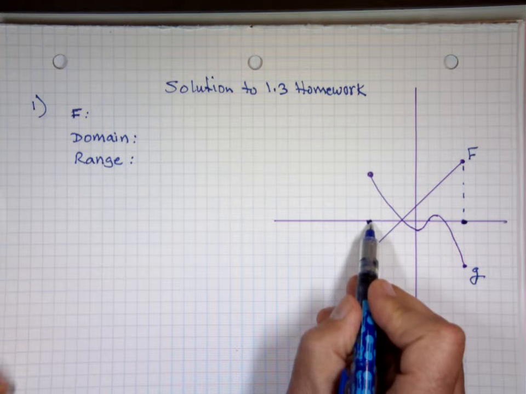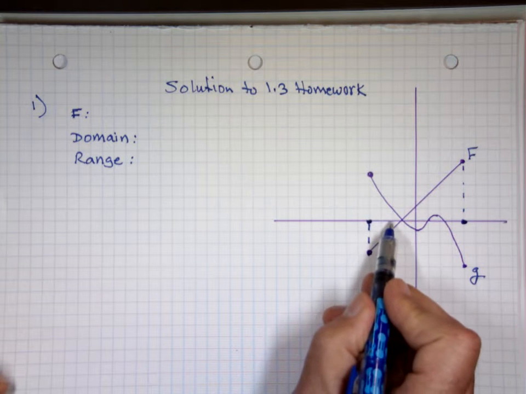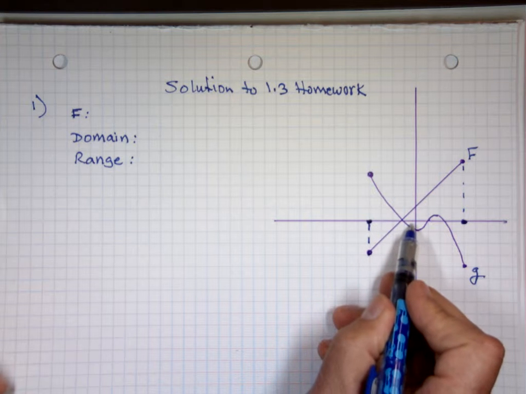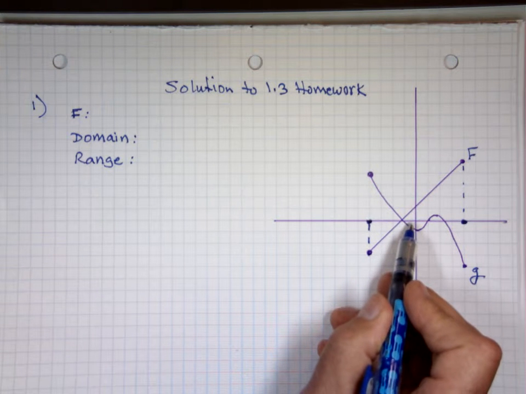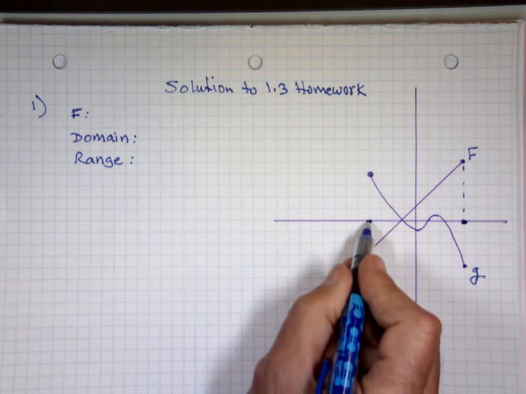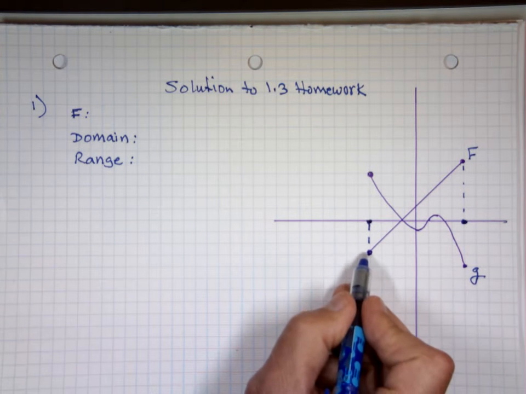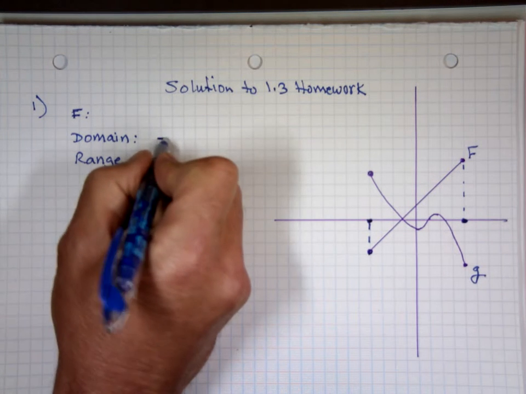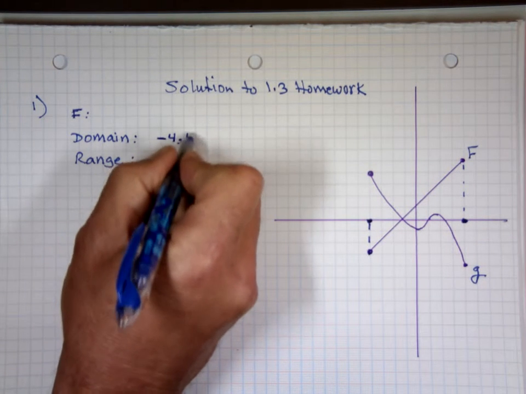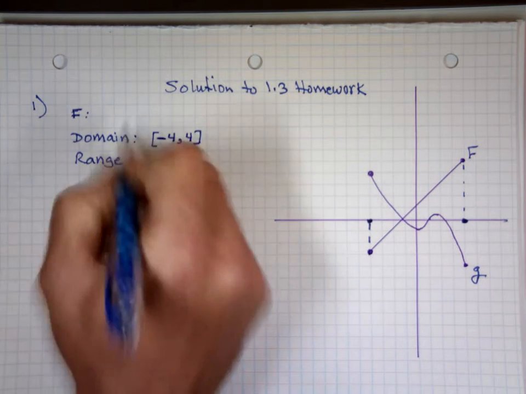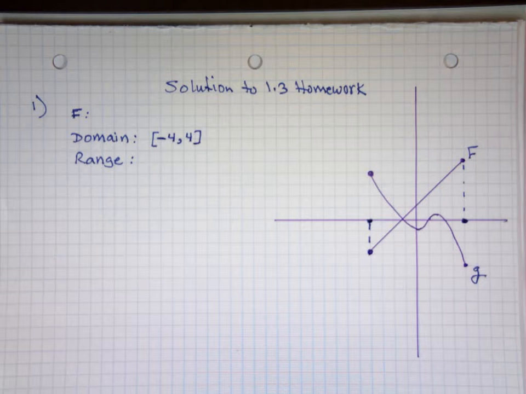So what is the lowest value here? 1, 2, 3. Is that negative 4? All the way to what? To 4? Is the negative 4 included? It's a closed circle. Yes. Is that one included? Yes. From negative 4 to 4. If it was an open circle, that would be parentheses instead of square brackets.